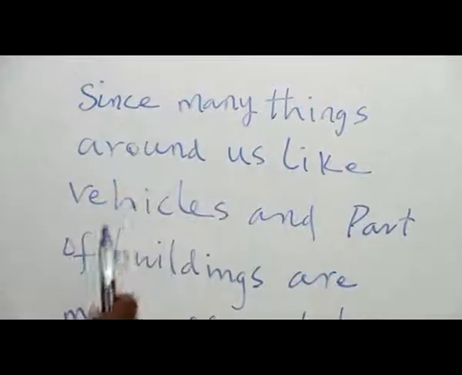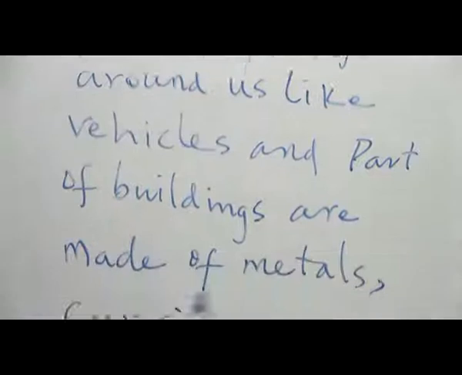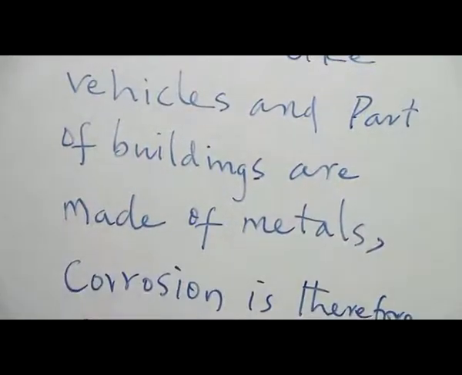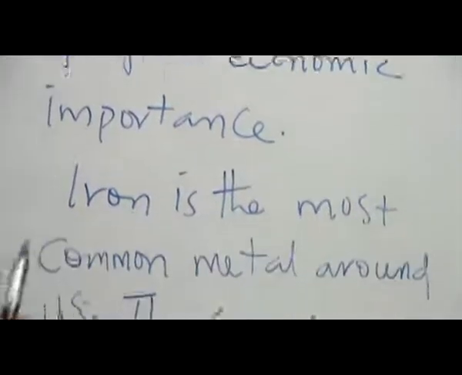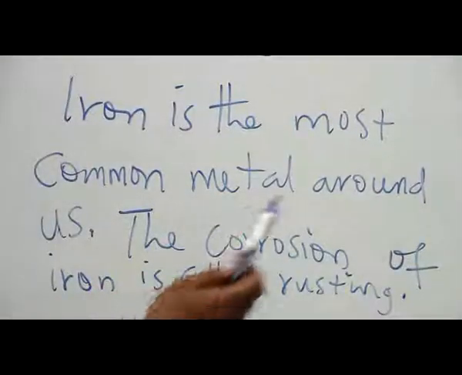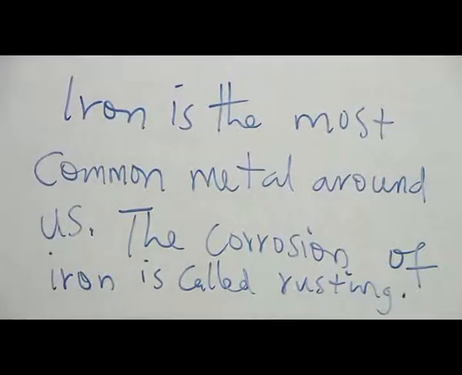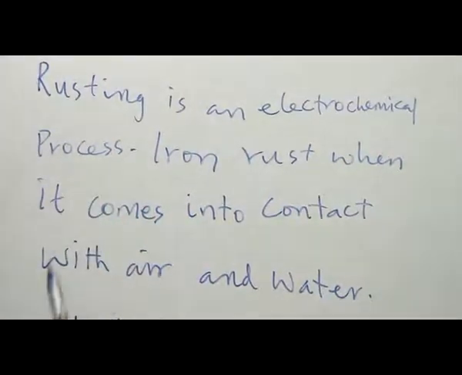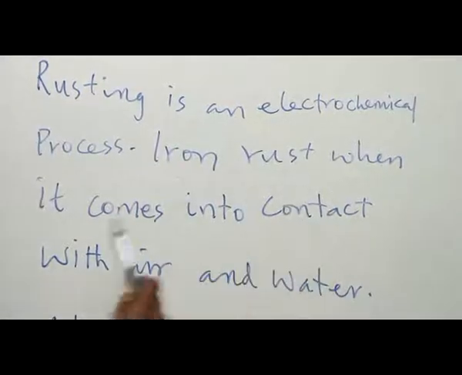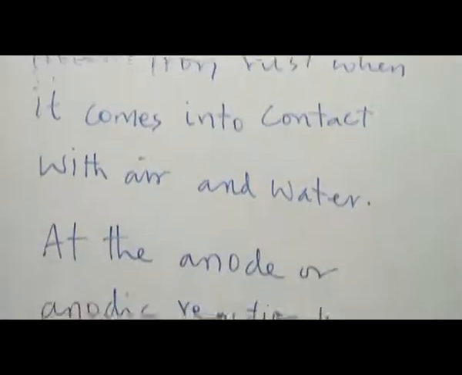Since many things around us, like vehicles and parts of buildings, are made of metals, corrosion is therefore of great economic importance. Iron is the most common metal around us. The corrosion of iron is called rusting. Rusting is an electrochemical process. Iron rusts when it comes into contact with air and water.